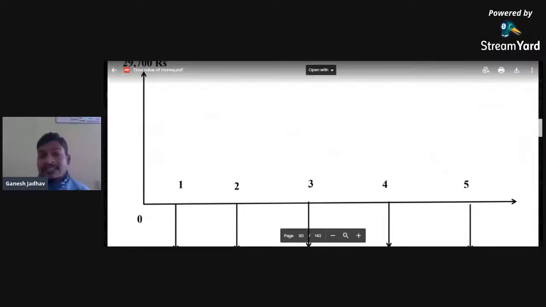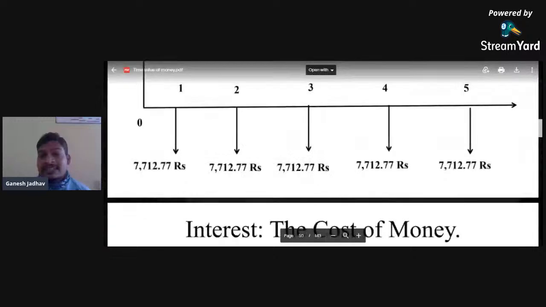The cash flow is the same amount, 7,712.77. Whenever 1 year is completed, you are required to pay this amount. Whenever 2 years are completed, you are required to pay this amount. Whenever 3 years are completed, you are required to pay this amount. Likewise for the 4th and 5th year. This payment is also an element of the transaction involved in the interest.